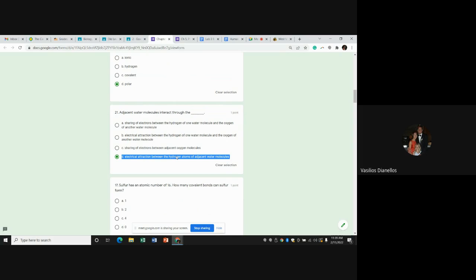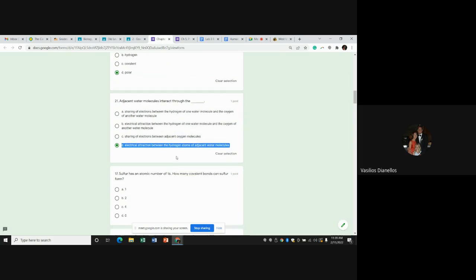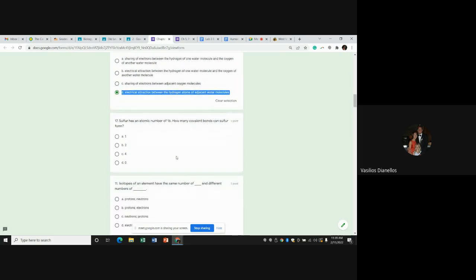So there you go. All right, sulfur has an atomic number of 16. How many covalent bonds can sulfur form? You will probably get a question like this. It's obviously not going to be sulfur. It also won't be one of those elements that you did in lab, because you're really familiar with them. The idea here is to be able to use problem solving.